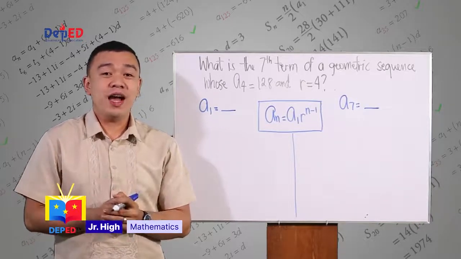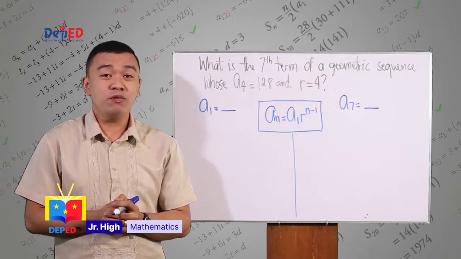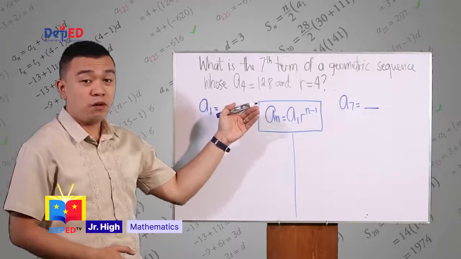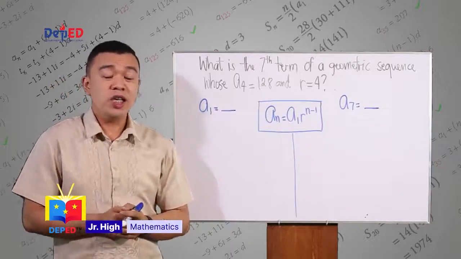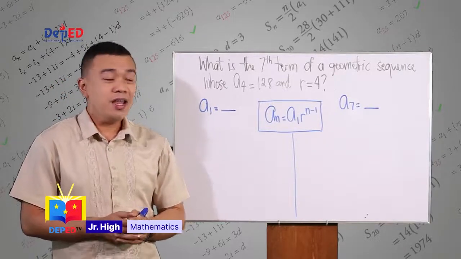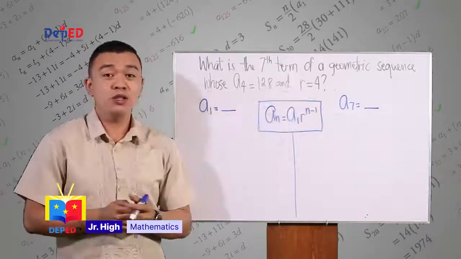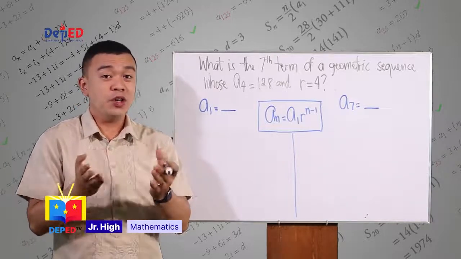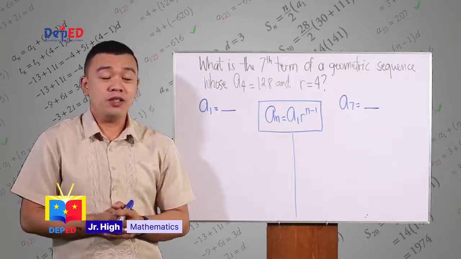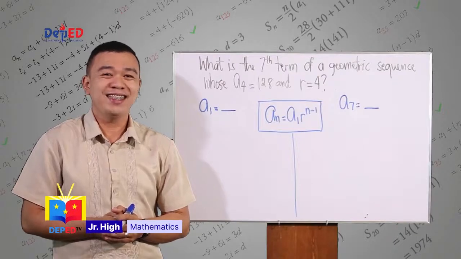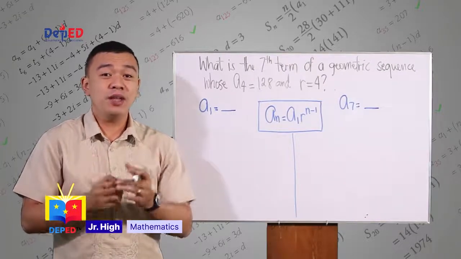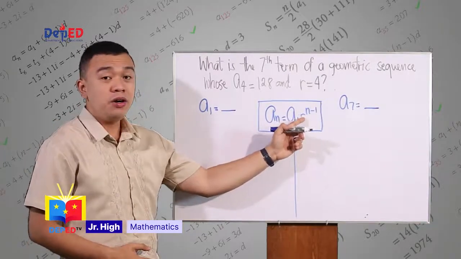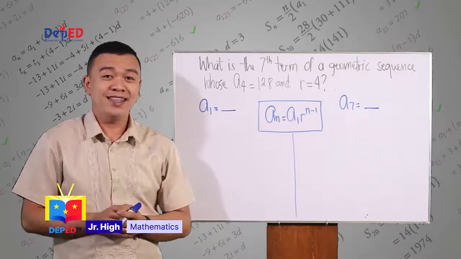First, identify the given values and the unknown variables. For this problem, the given terms are a sub 4, or the fourth term, which is equal to 128, and the common ratio, which is equal to 4. There are two unknowns: the first term, or a sub 1, and the seventh term, or a sub 7. Now let's use the formula. A sub n is equal to a sub 1 times r raised to n minus 1.